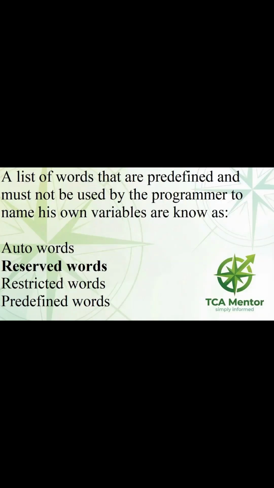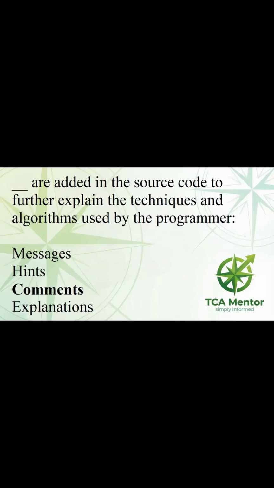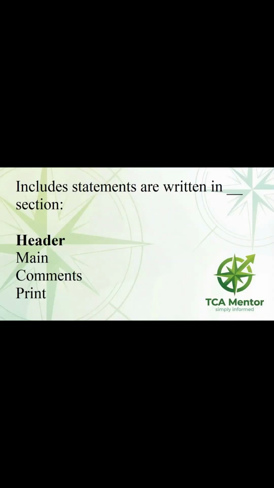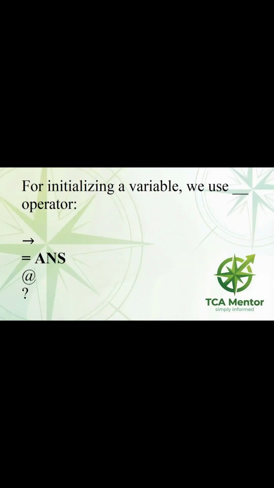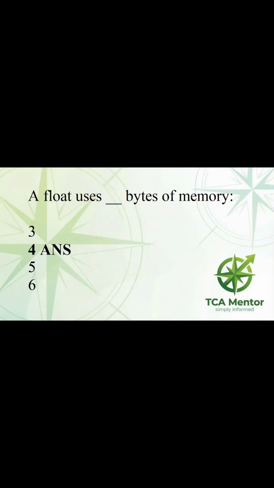A list of words that are predefined and must not be used by the programmer to name his own variables are known as ____. ____ are added in the source code to further explain the techniques and algorithms used by the programmer. Include statements are written in ____ section. ____ are the values that do not change during the whole execution of program. For initializing a variable, we use ____ operator. A float uses ____ bytes of memory.